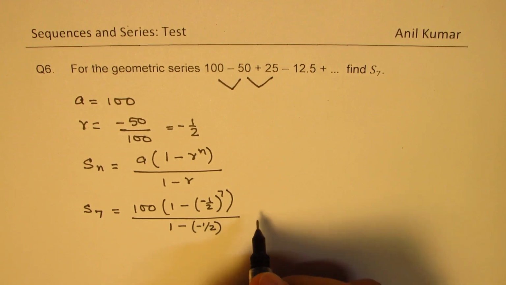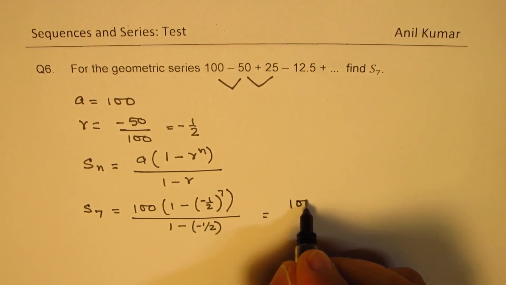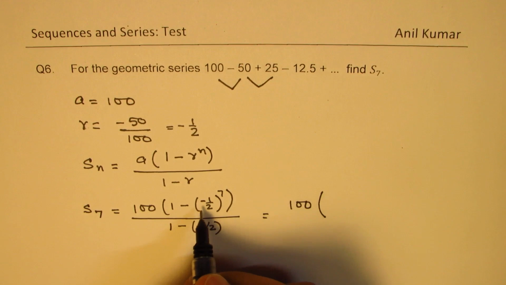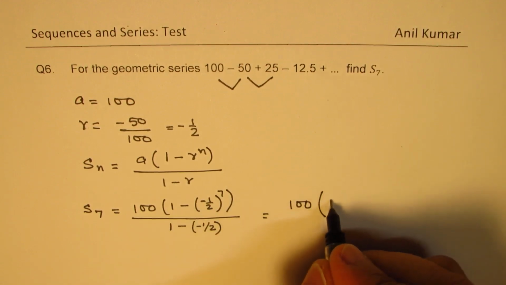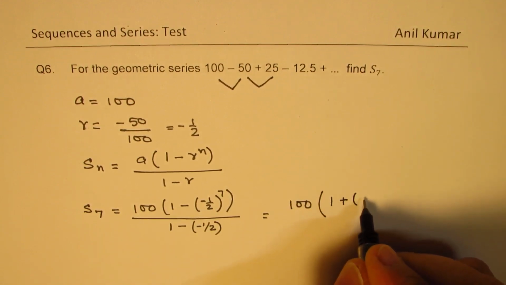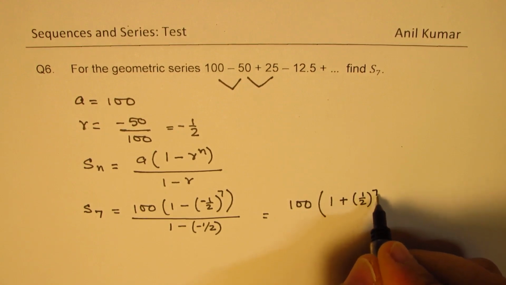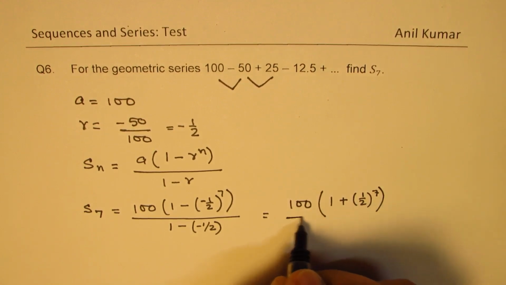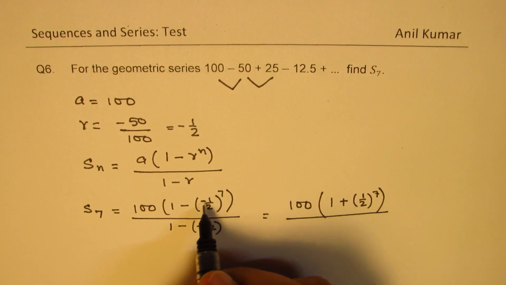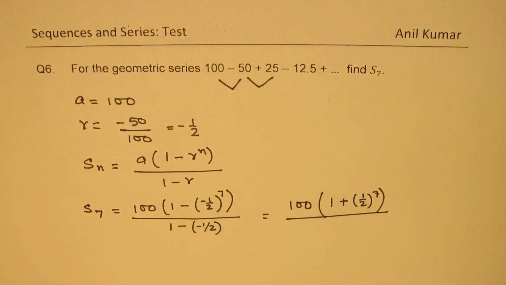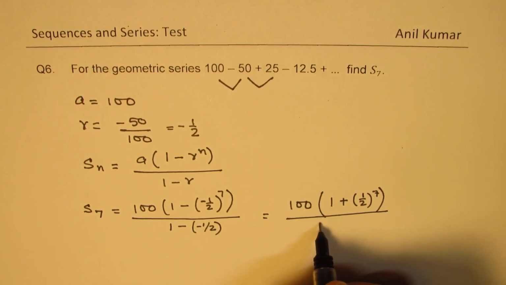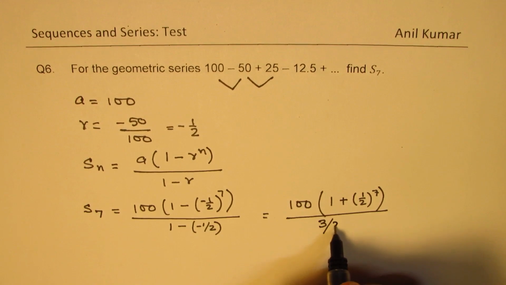So we can now use calculator to figure this out. Anyway, let me simplify this. So minus half to the 7th power will be negative, so minus of it will be positive. So let me write 1 plus, and we'll have half to the power of 7, since the negative will remain negative when we have an odd power, correct? So that is all. And 1 plus half is 3 by 2, right? Or 1.5, we can write 3 by 2.